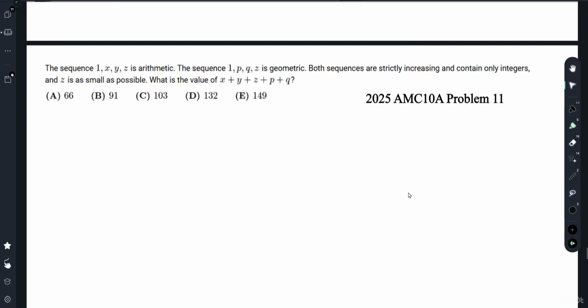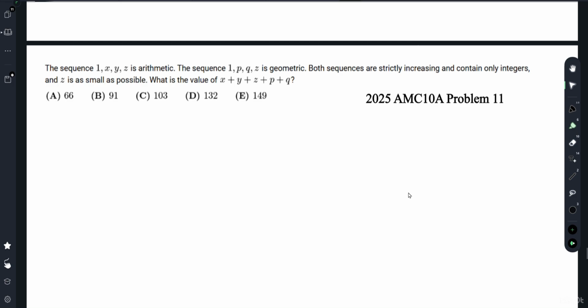Today we're going to be doing the 2025 AMC10A Problem 11. So the sequence 1, X, Y, Z is arithmetic. The sequence 1, P, Q, Z is geometric. Both sequences are strictly increasing and contain only integers, and Z is as small as possible. What is the value of X plus Y plus Z plus P plus Q?